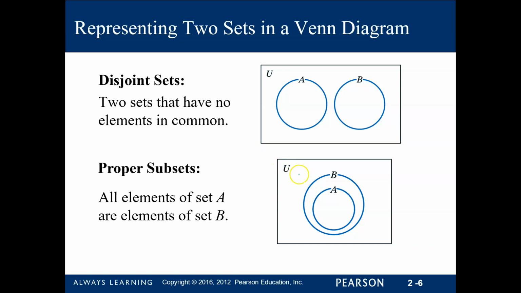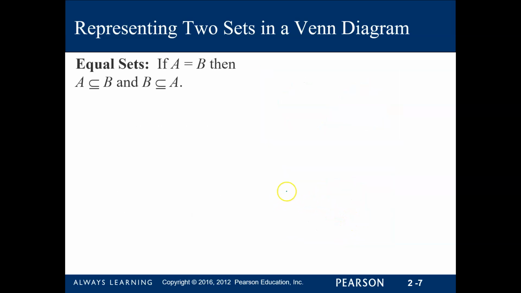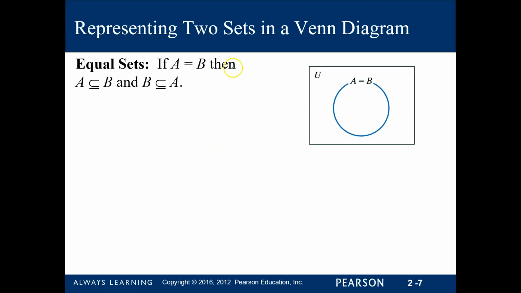Now, if everything inside one set is also found in the bigger set, then this is the representation of a proper subset. It means all the elements in A are also found inside a bigger set, which is B. Equal sets, on the other hand, have exactly the same elements, so they are represented by overlapped circles, exactly the same circle.